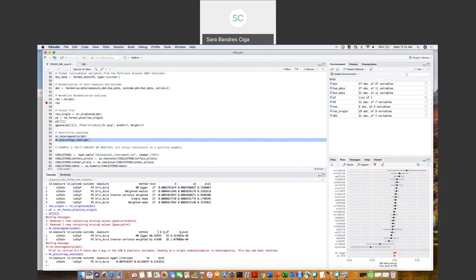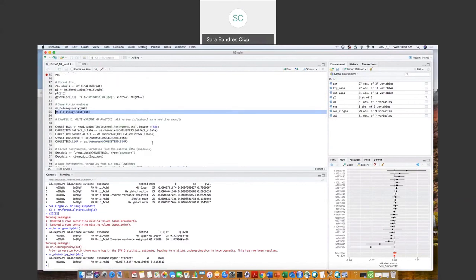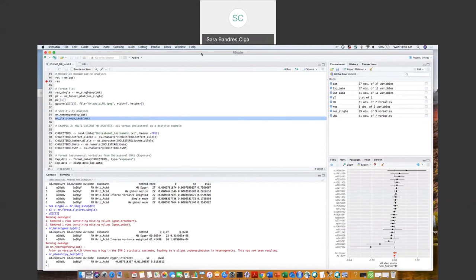And then I also put here another example. I'm not going to go through it because it's quite late, but you have it in the folder. It's basically the same procedure that we just followed for uric acid and Parkinson's disease, but this is for cholesterol and ALS. In this case, you are going to see a positive effect, which is a nice example to study. All right.